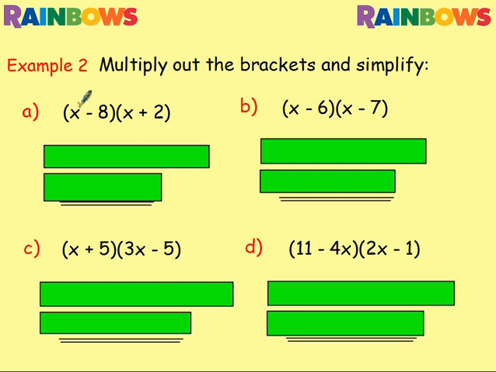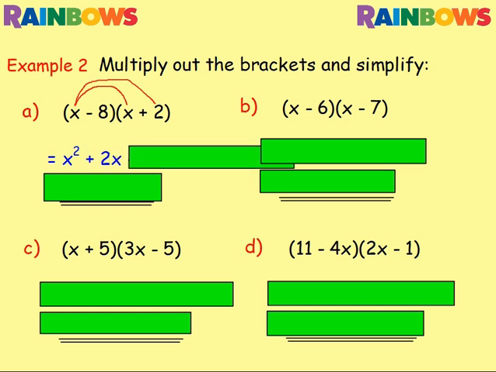x take away 8, bracket, x plus 2. Again, same way, rainbows. So drawing a rainbow, x times x gives you x squared. Brilliant. And then you've got the x times that 2. X times 2 is 2x. Good. And then it's the negative 8. Notice there is a negative in there. So treat that as negative 8 times x. So x is a positive, 8 is negative. They are different signs, so it'll be negative 8x. Pay attention to the negatives. Then you'd have the negative 8 times the 2. Again, a positive and a negative, so it's negative, and 8 times 2 is 16.